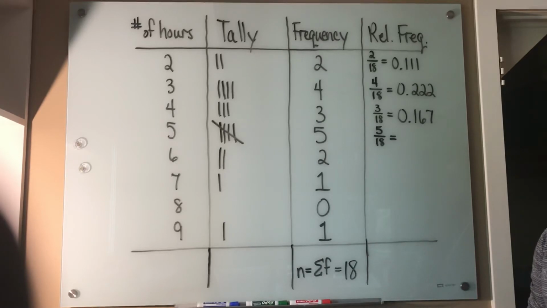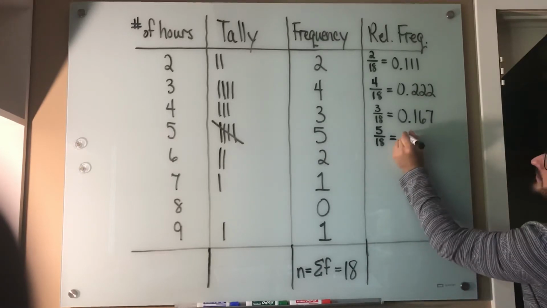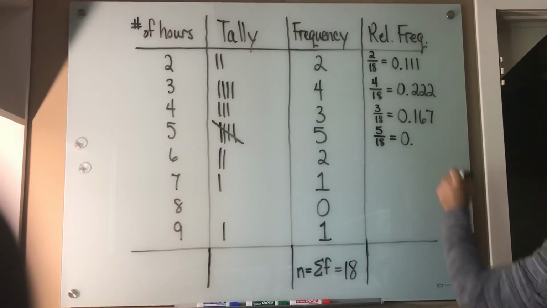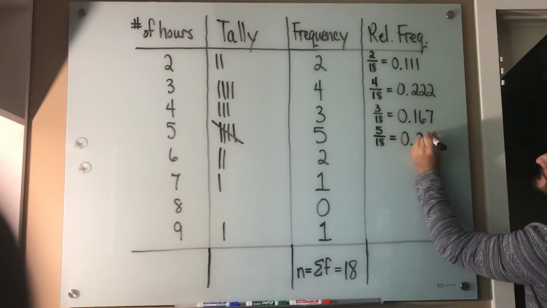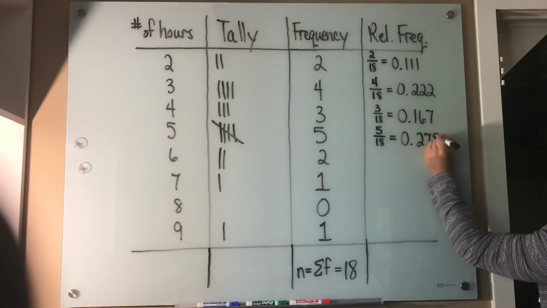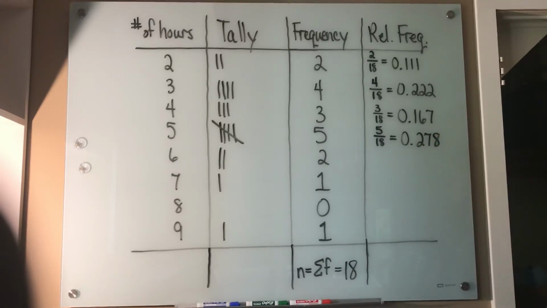Five out of 18. Again, we use a calculator to get this. In this case, we would get 0.27777, etc. So this would round up to 0.278.